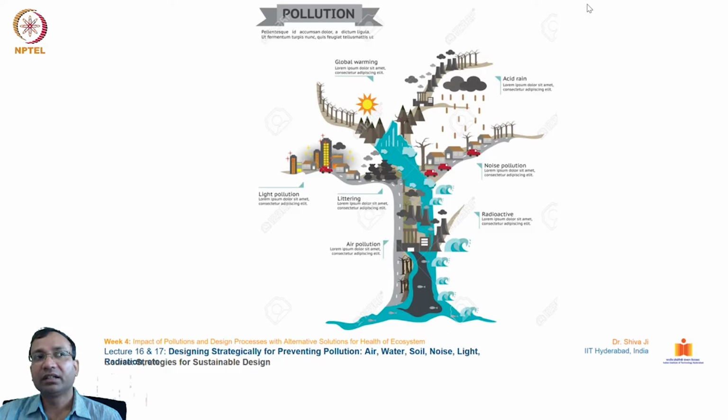In this graphic you can also see how pollution is affecting the whole ecosystem. It's causing global warming, light pollution, littering, air pollution, radioactive radiation, noise pollution, and acid rain. So there are various forms of pollution emanating from the same sources, the industrialized ways of making stuff.